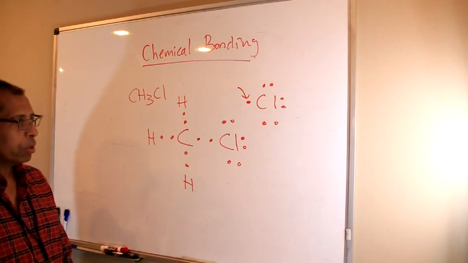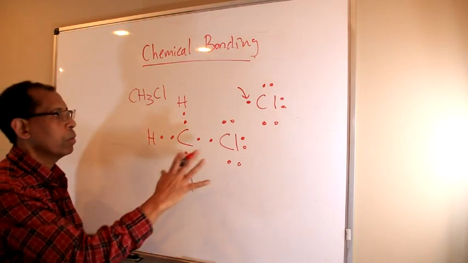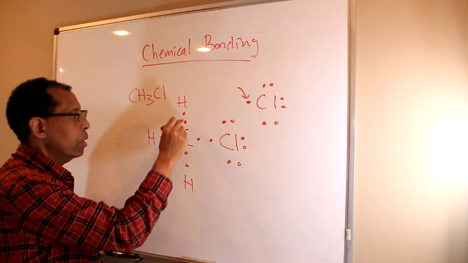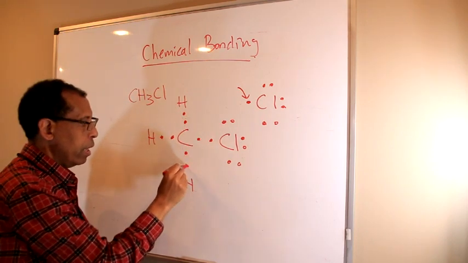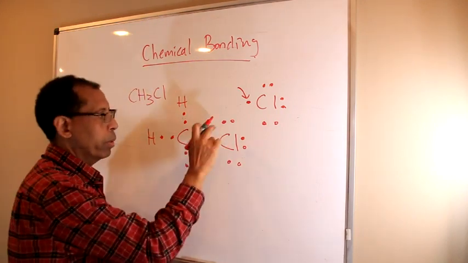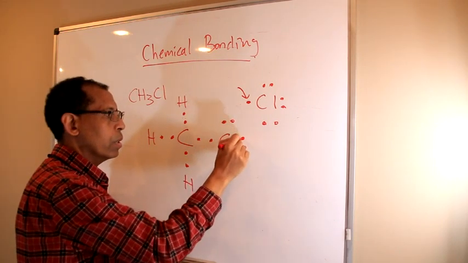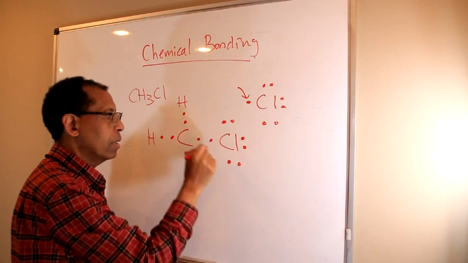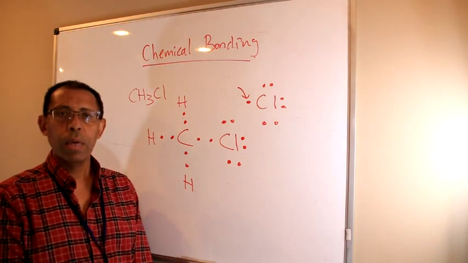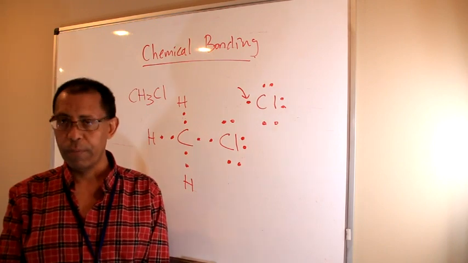Now, the checkup for this would be, is the octet rule satisfied? Okay, 1, 2, 3, 4, 5, 6, 7, 8 for carbon, and carbon is good. Let's check for chlorine. Chlorine with its lone pairs, as I already discussed, 1, 2, 3, 4, 5, 6, 7, 8. Good. Chlorine also is satisfied. It has 8 electrons around it, and we say the octet rule is satisfied.